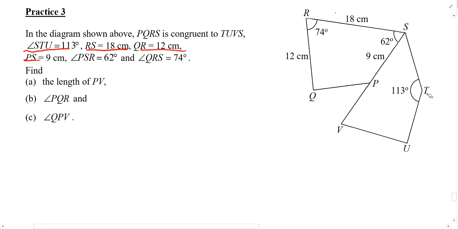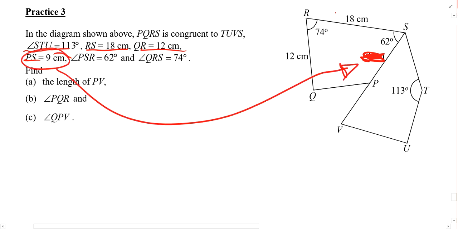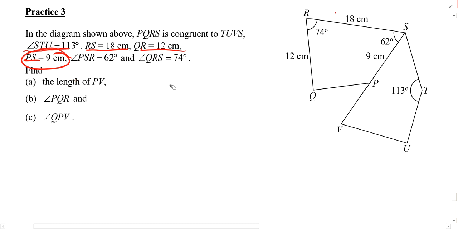I'm saying this because sometimes they may, for example, leave this out in your diagram. Then if you do not tally the information, you won't realize that it is supposed to be 9. So you put in all the missing information into your diagram. In this case, they're nice to you, they put in everything for you already. So find the length of PV.